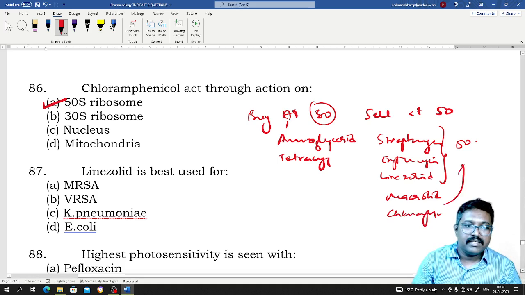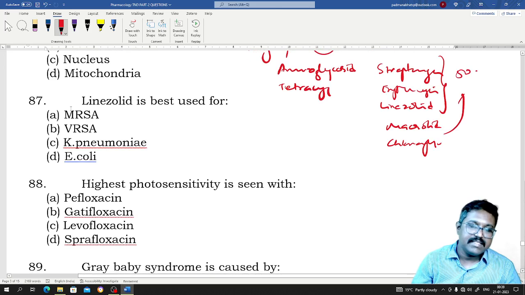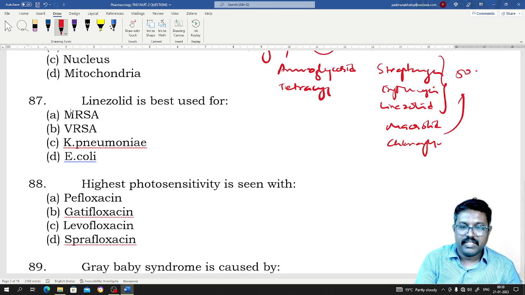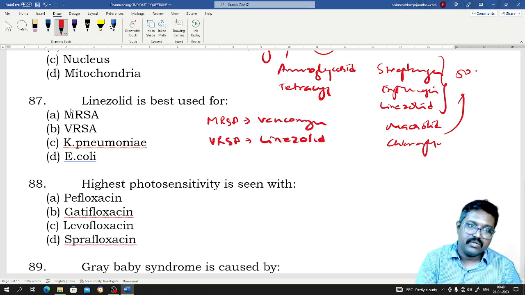So moving on to the 87th MCQ, that is linezolid is best used for. So please remember, for the treatment of MRSA we use vancomycin as the drug of choice. If it is a VRSA, vancomycin resistance, you can go with the linezolid. Here the answer is VRSA.